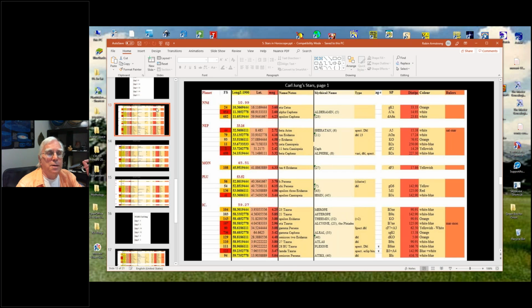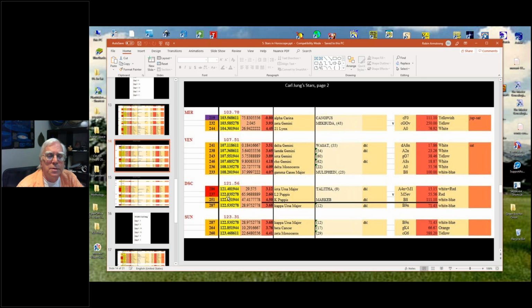And now we're looking at Carl Jung's chart. So we go through, I'm just looking for one that's overlapped. And we've done the same thing, we put the rows in. Okay, here's one: 121.56, 123.31. So it goes up to 122.56 and 122.31. So they overlap a little bit.